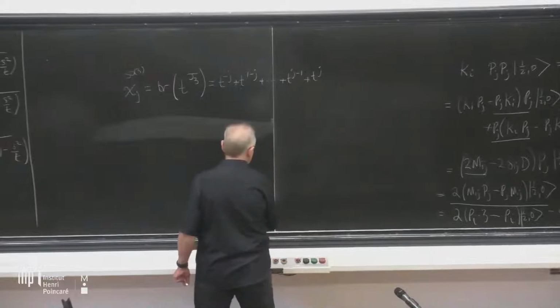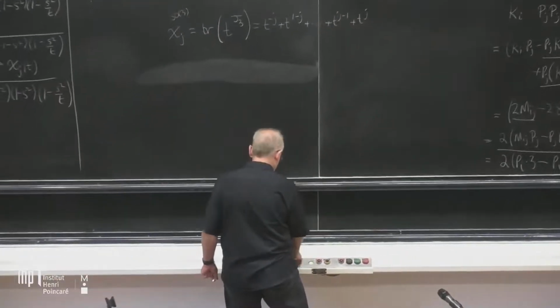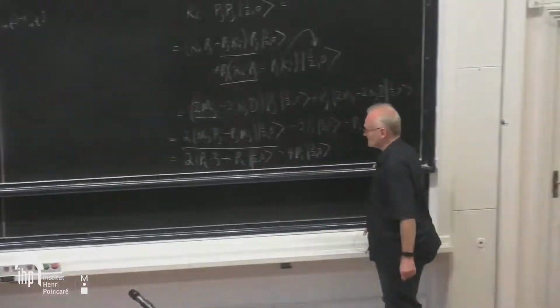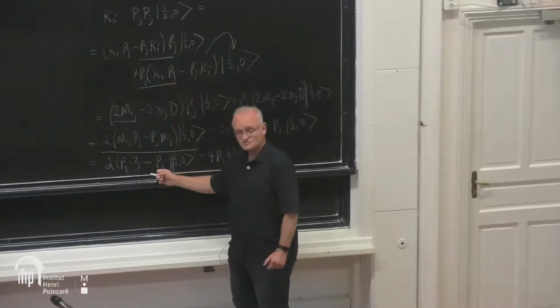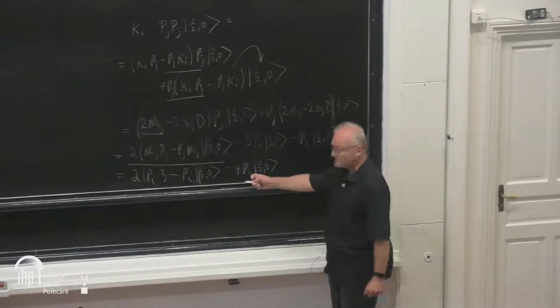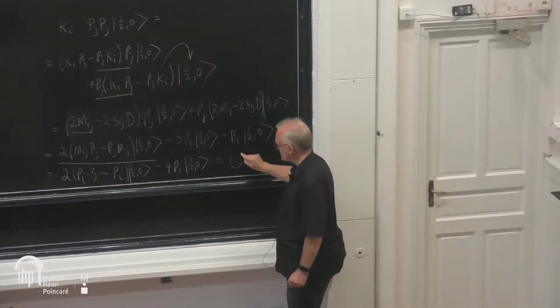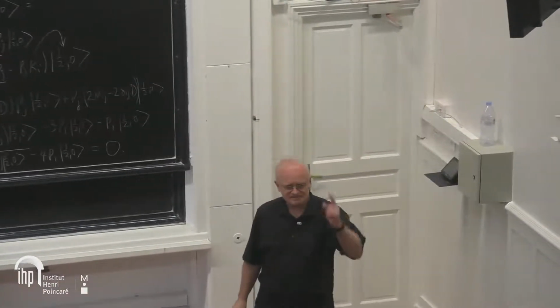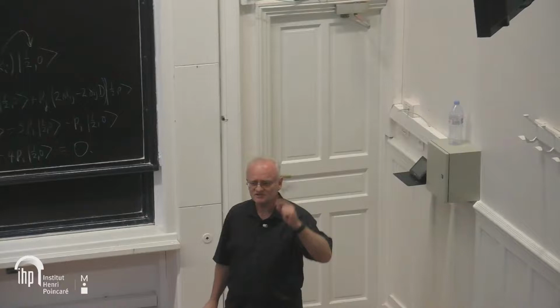So let's see. Good. 3 minus 1 is 2, times 2 is 4, minus 4. That's naught. So we've got a descendant that's also primary.